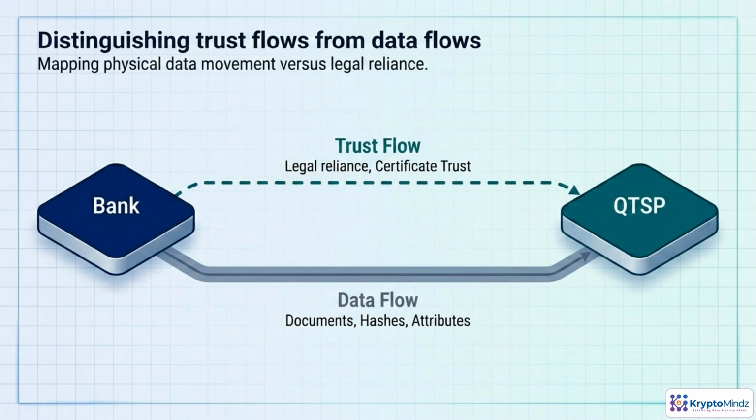In eIDAS architectures, never confuse where data moves with where trust is placed. Customer data, attributes, and document hashes can travel through many systems, but legal reliance usually sits on just a few actors. The bank may route documents across its back office, yet it relies on the QTSP for qualified signatures and on the identity provider for verified attributes. Your diagram should make those trust anchors and their legal responsibilities absolutely explicit.